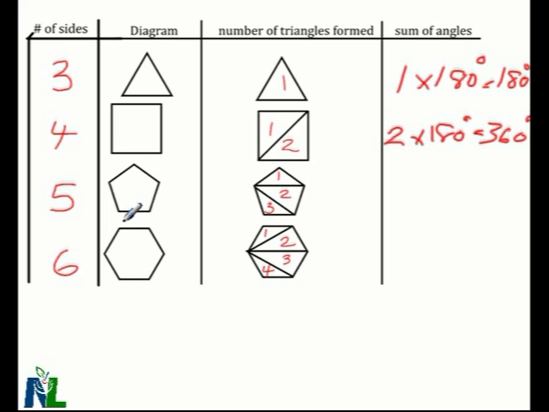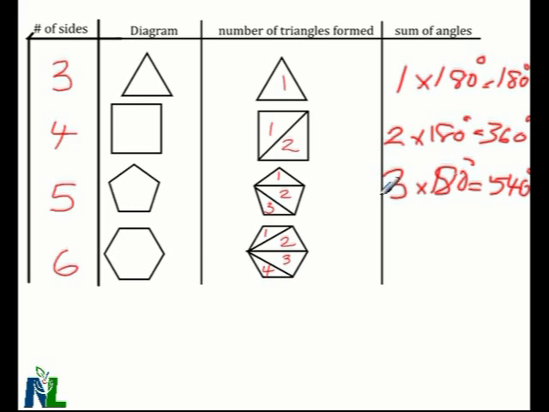If I continue this pattern, I have a pentagon. I divide it up into 3 equal triangles. The sum of the angles is equal to 3 times 180 degrees, which is equal to 540 degrees.